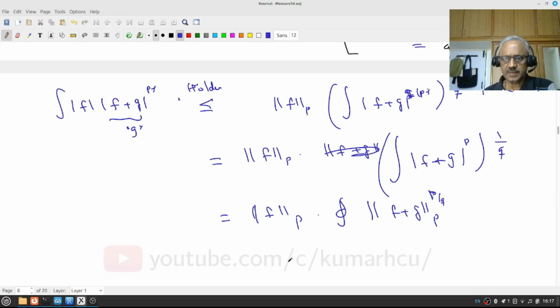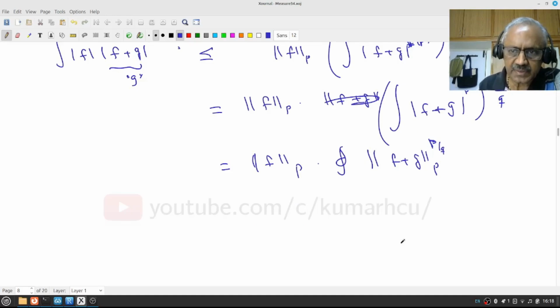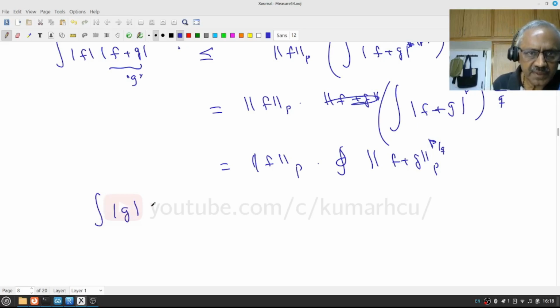Right? I want to write it as 1 by q, but I am going to write it 1 by q. Am I clear? So this I have to take to the power 1 by p and then take this. But it is only 1 by q, therefore I have to multiply by p. Is that clear to you?